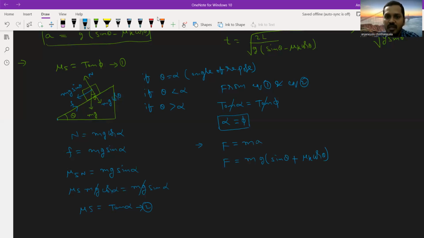Next, one more topic I'm continuing here. Friction on the vertical surfaces.